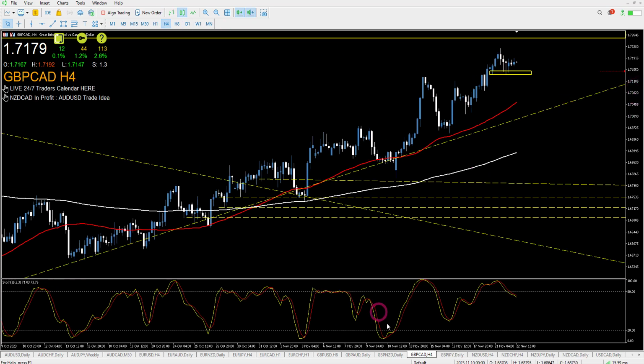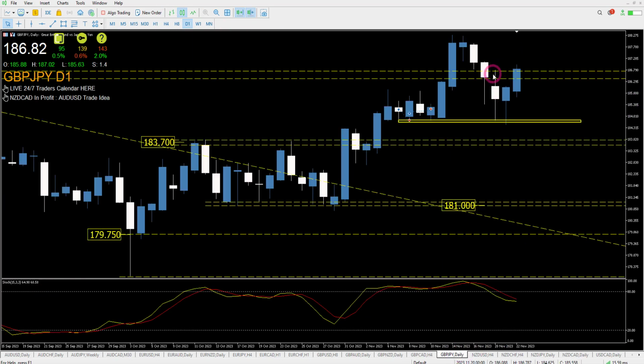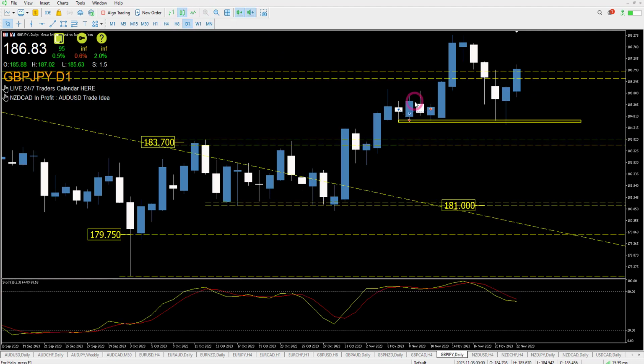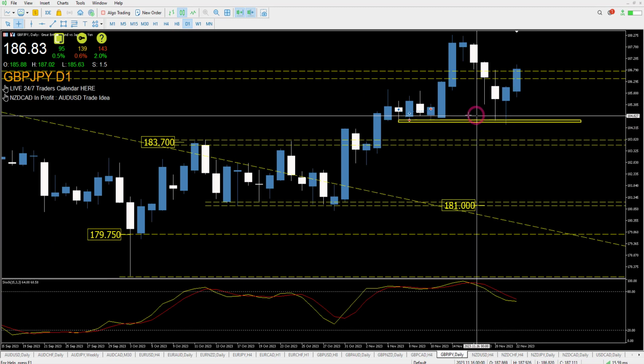Not as good as pound yen though. Let's have a little look at pound yen. So we were looking at pound yen recently. We came into this 186.50 high. We rejected. We've pulled back down into weekly lows. We found support. If I go to the daily chart, you can see we found support pretty much where we were entering in the market previously.